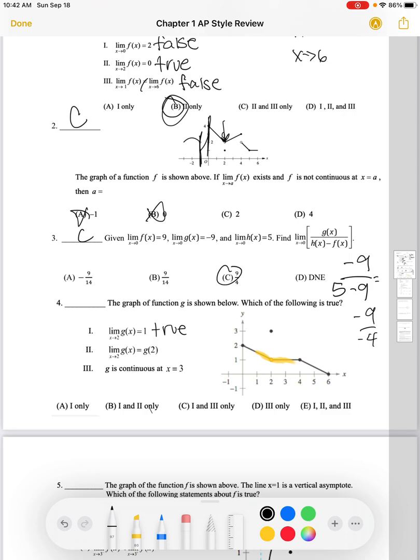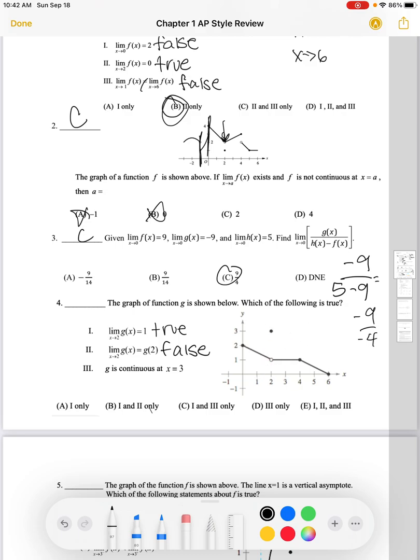Then the next one, the limit as we approach 2 of g of x is equal to the value at 2. Okay, so we knew the limit is 1. That's what we said on that height there for the first question. But my filled in dot is not at that same height. And so the function value is not the same as the limit. So that is false.